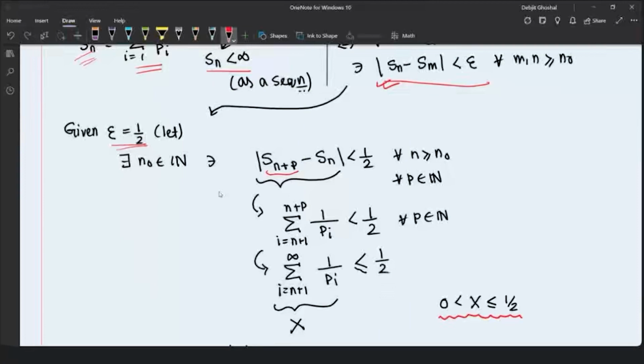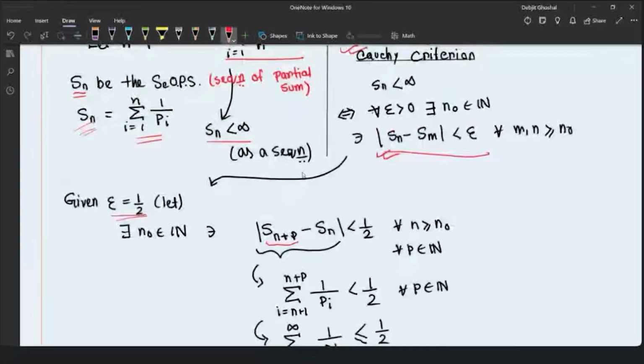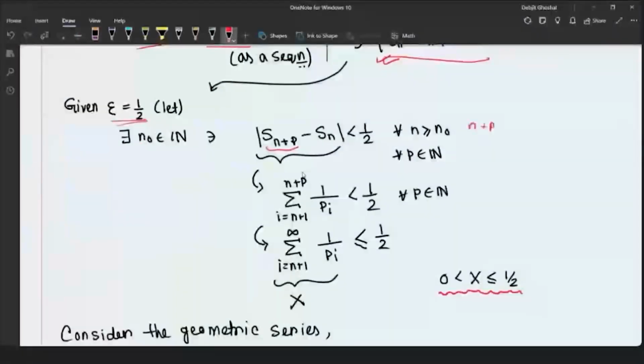Now, see one thing. What is the Cauchy criterion? It says that for all m, n greater than or equal to n naught. Here I'm taking n greater than or equal to n naught, so n plus p is also greater than or equal to n naught. So this holds. I mean, S(n+p) minus Sn is less than half for all n greater than or equal to n naught. And the interesting thing is for all p belonging to N, because for any natural number p, n plus p is also greater than n and n is also greater than n naught. So I can say that S(n+p) minus Sn is less than half.